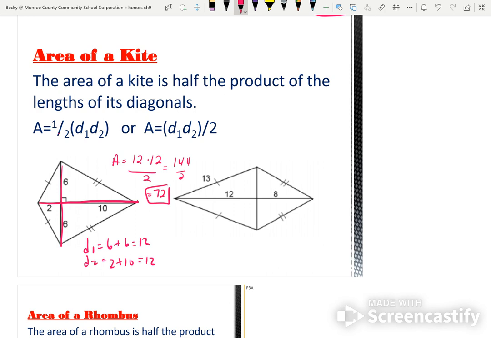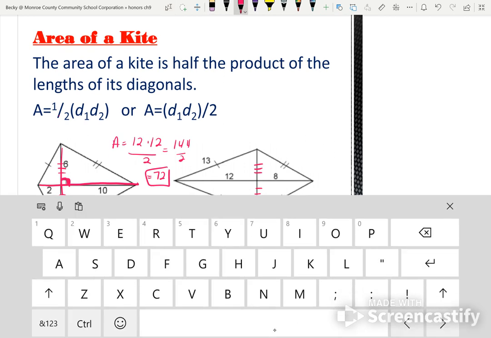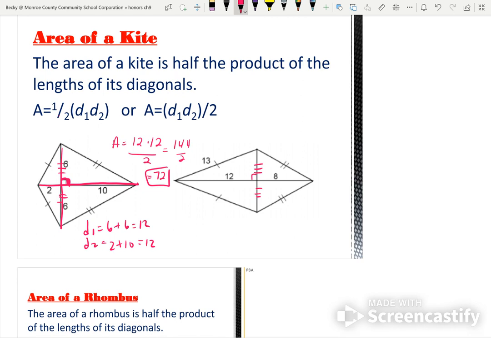Now, things about kites you need to know. When these diagonals cross, there's always a right angle here. And these two, which is 3 marks, are always going to be congruent. So when you look at the second example, we know these two are going to be congruent, and we know there's a right angle there.